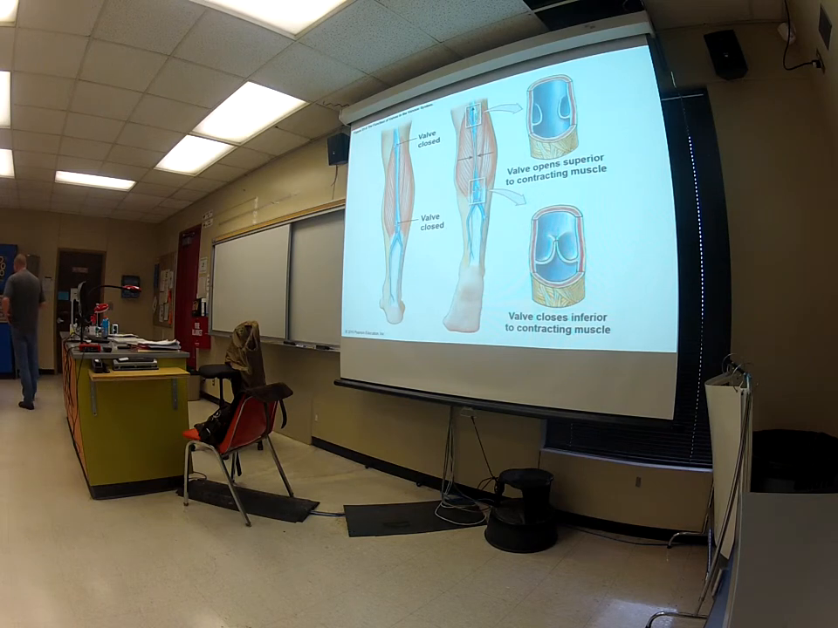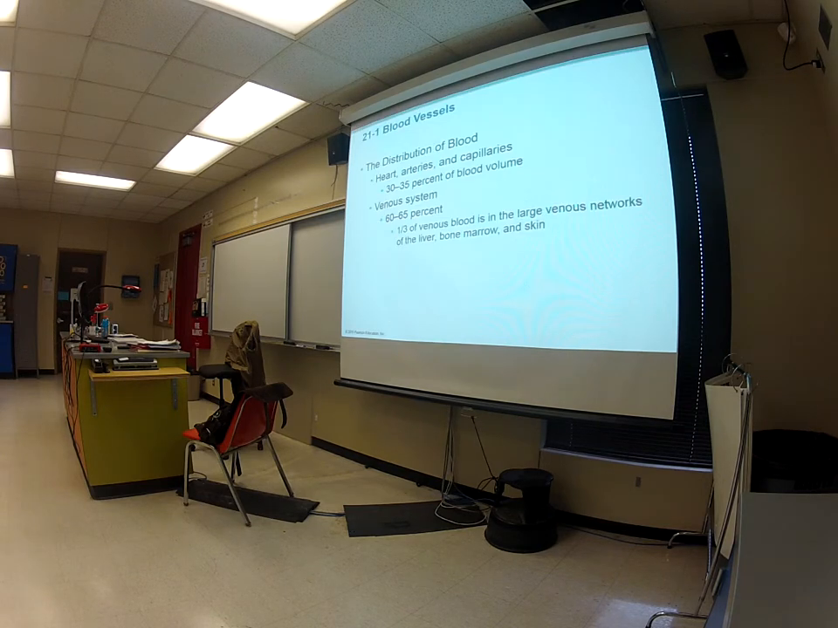Now, your lymphatics are going to be exactly the same. Lymphatics run pretty close to the same as veins. The only difference is lymphatics is mainly used for surveillance. Lymphatics is part of our immune system, and we use it for surveillance and excessive fluids. Distribution of blood, well, heart, arteries, and capillaries, 30 to 35%. Notice the distribution of blood for the veins. 60 to 65%.